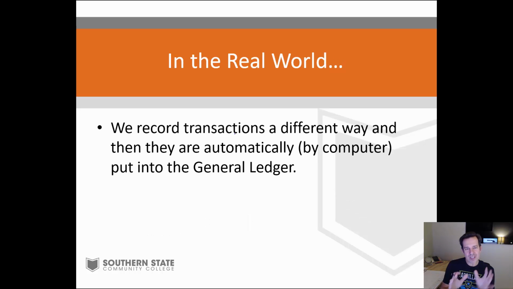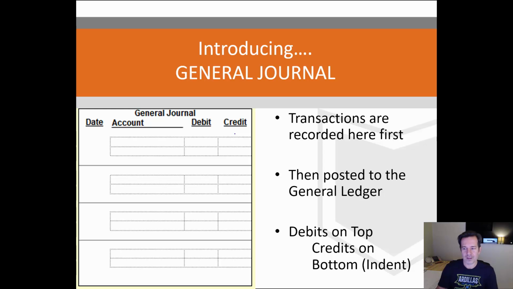In the real world, instead of posting directly to those T accounts, we put transactions into something called the general journal. So there it is, beautiful journal that we're going to use to record transactions. So we're shifting gears a little bit here. Instead of plugging them right into those accounts, we're going to start spelling them out longhand. That's the way it happens in the real world. In the real world, a transaction begins in the journal, and then usually by computer, it's automatically put into those individual ledger accounts.